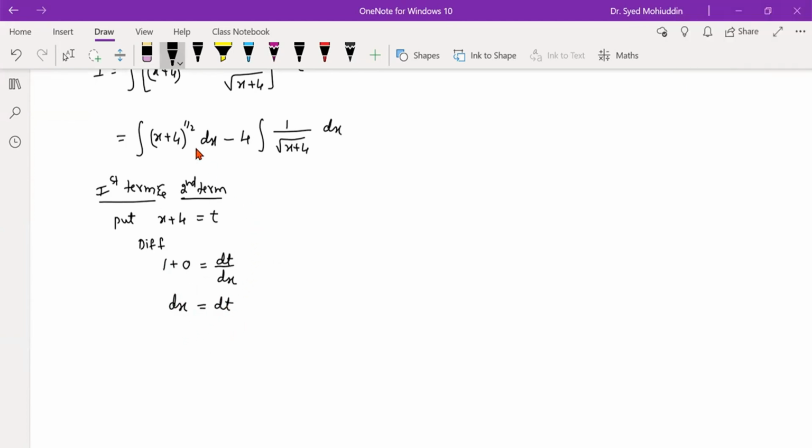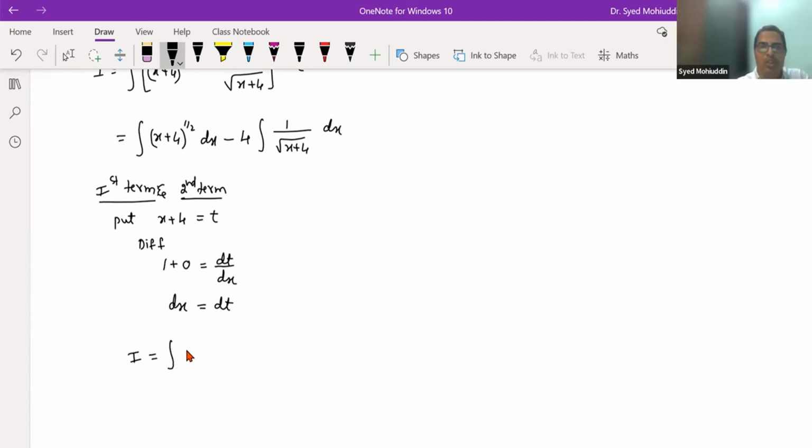Now if we try to plug in this value back here in the given integral, we'll be having I is equal to integral of t power of half times dx. Dx is what? Dx is dt. Minus 4 times the integral of 1 by root of x plus 4, which is t. And dx. Dx will be dt.